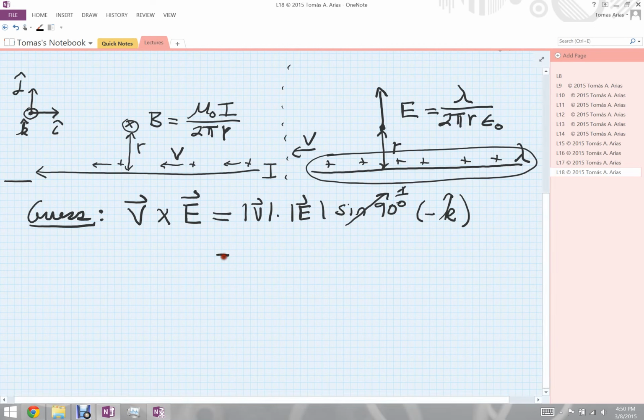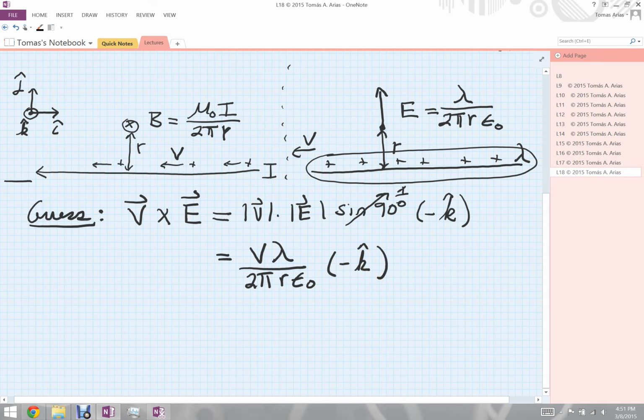Well, the magnitude of v is, of course, just v. The magnitude of the electric field is this quantity. So let me combine quantities in my numerator. I have v from the velocity times lambda in the numerator. I then have my denominator here, 2 pi r epsilon naught. And I'm left, of course, with the only remaining term, which is my direction, the minus k hat direction.